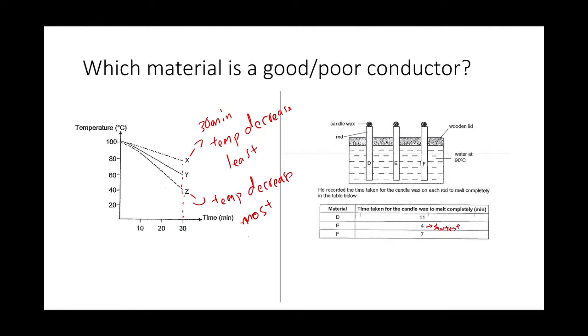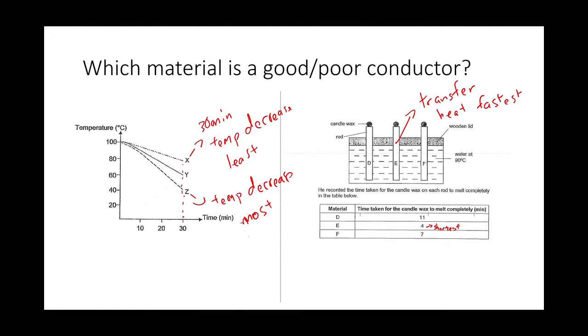Basically, wax, when it gains heat, will melt and then become liquid. So what does it mean when a wax melts the fastest? If it melts the fastest, that means the material can transfer heat the fastest, or you can say conduct heat. If it can conduct heat the fastest, that means it's the best conductor of heat. Likewise for D, it took the longest time to melt. That means the material conducts heat very slowly, so it is the poorest conductor of heat. So that's how you infer whether a material is a better or poorer conductor.